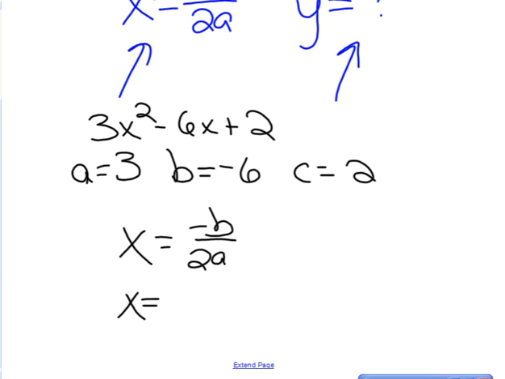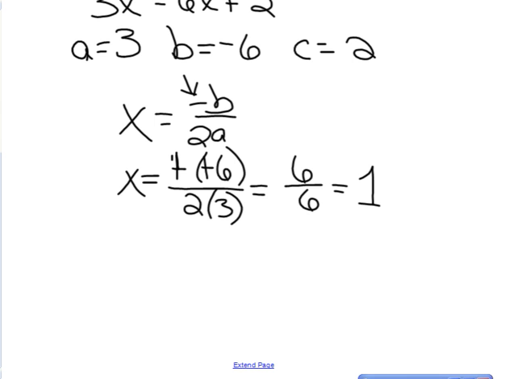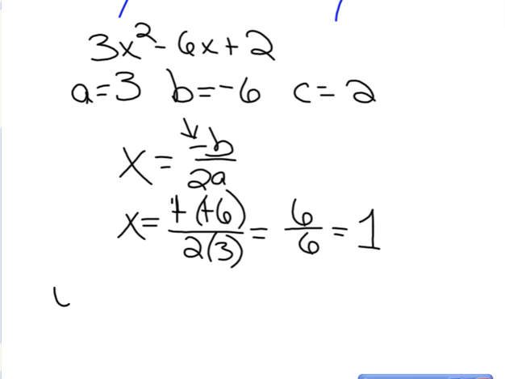So our b is negative 6. The formula also has a negative. You do need both of them. Over 2 times our a value is 3. Negative negative 6. Those become positive 6. 2 times 3 is 6, and 6 divided by 6 is 1. This gives us our x value, but that's not what we're looking for. We're looking for the y value.